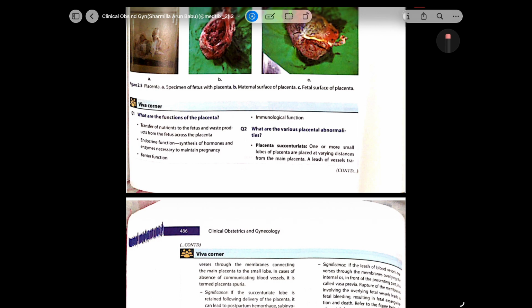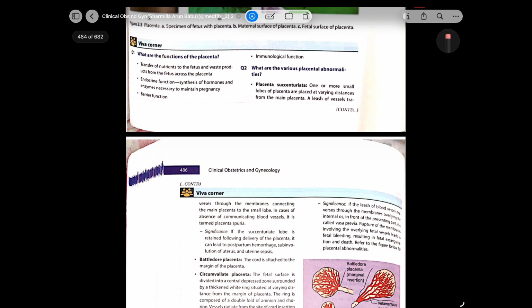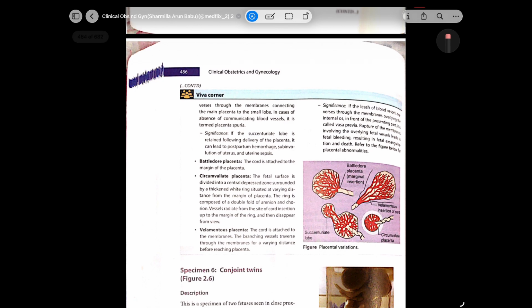What are the various placental abnormalities? Placenta succenturiata: one or more small lobes of placenta placed at varying distances from the main placenta. A leash of vessels traverses through the membranes connecting the main placenta to the small lobe. In case of absence of communicating blood vessels, it is termed placenta spuria. Significance: if the succenturiate lobe is retained following delivery of placenta, it can lead to PPH, subinvolution of uterus and uterine sepsis.